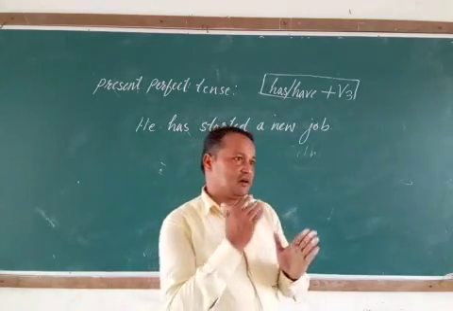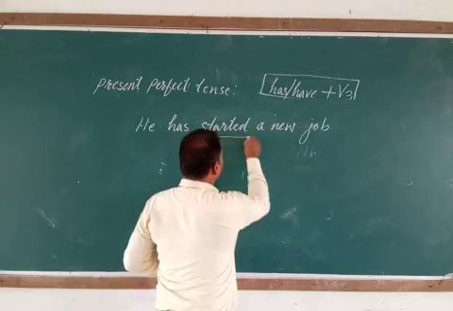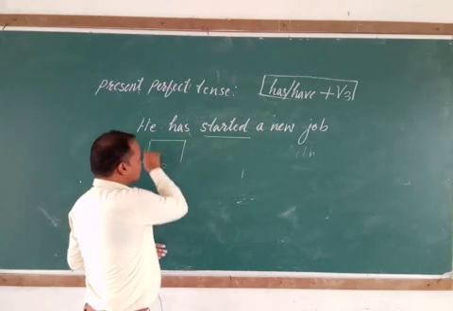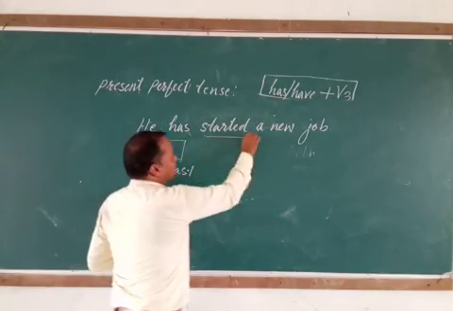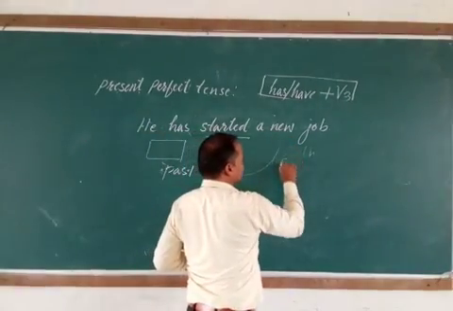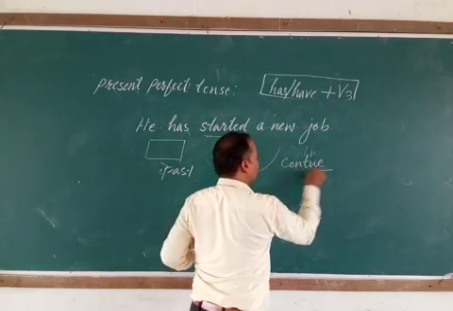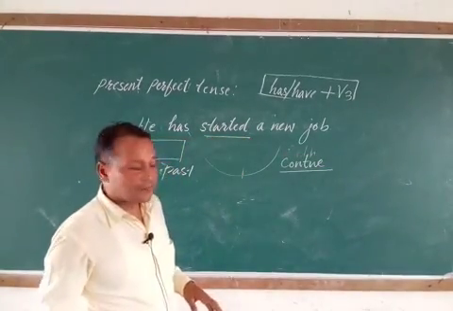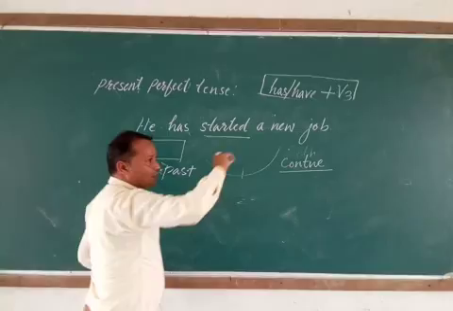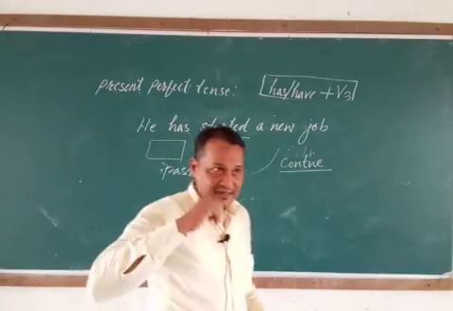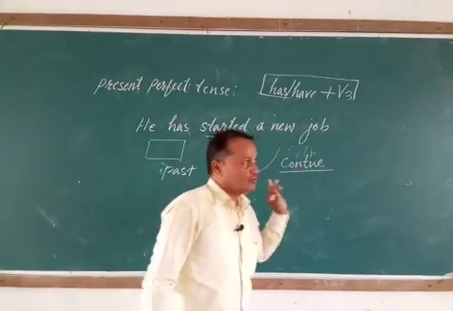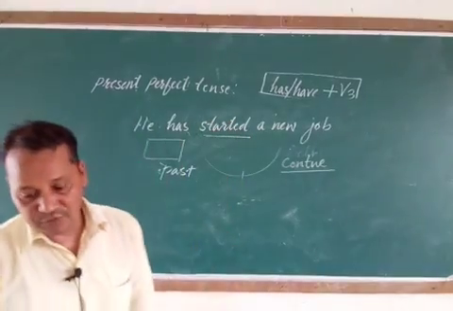It means the action of starting a new job was done in the past, and now it is still continuing. The work is continuous. So it started in the past and is still continuing, so it will be described in present perfect tense. I hope you have understood now. I will give one more example to you.